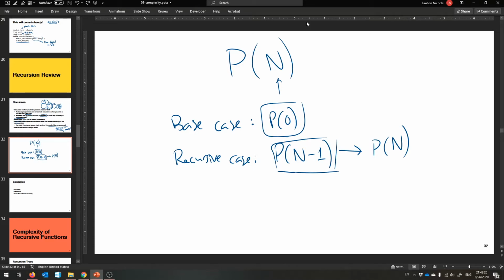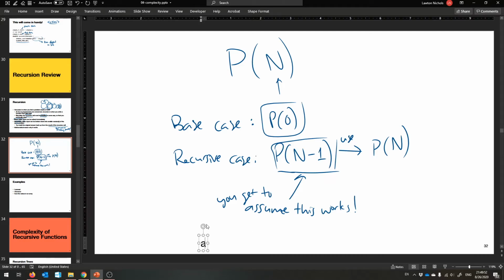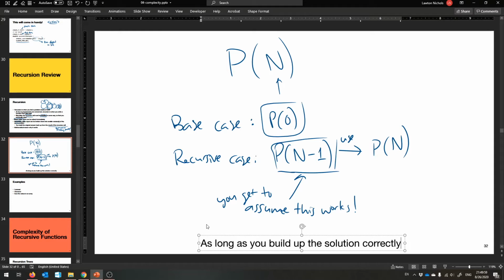And it will use that, so use the solution for that smaller version of the problem to solve the original version of the problem. As long as you do that correctly, you get to assume, you actually get to assume, it's kind of magic, assume this works. You get to. And that's kind of beautiful and magical. As long as you build up the solution correctly, it just automatically works based on that.